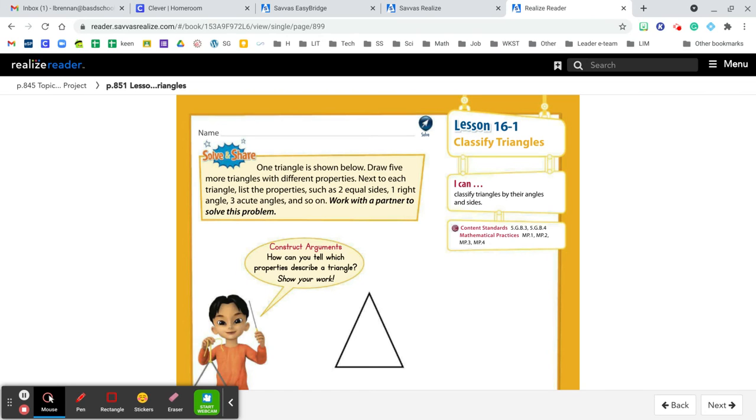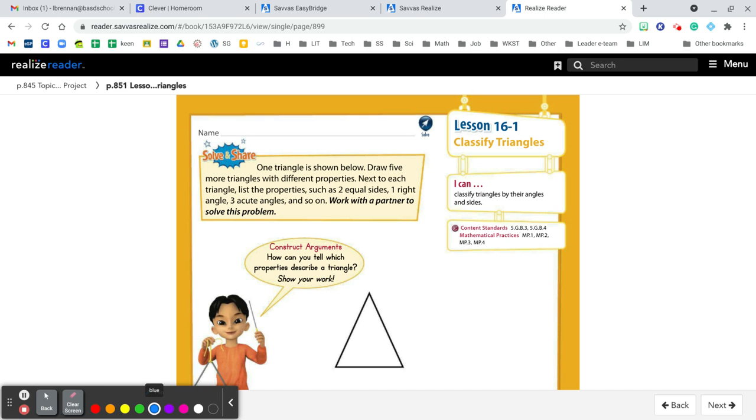All right, we're doing lesson 16-1, classifying triangles. One triangle is shown below. Draw 5 more triangles with different properties. Next to each triangle, list the properties, such as 2 sides, 1 right angle, 3 acute angles, and so on. Work with a partner to solve this problem.